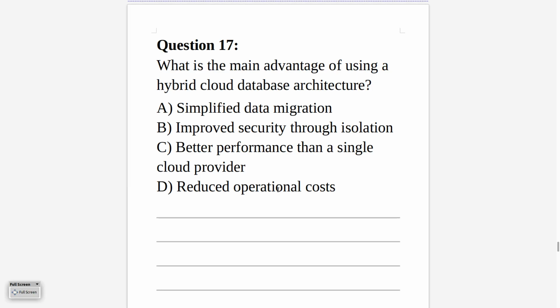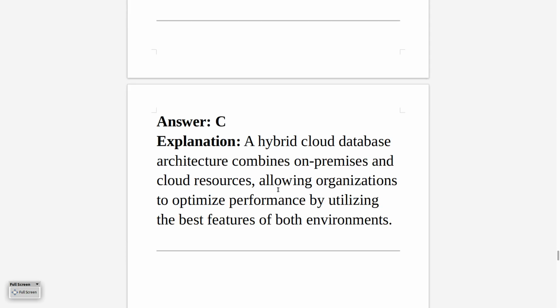I have no idea, and I think this question is not worded very well, but interested to see what the explanation is. See, it says a hybrid cloud DB architecture combines on-prem and cloud, indeed, allowing orgs to optimize performance by utilizing the best features of both environments. That's a really BS answer.